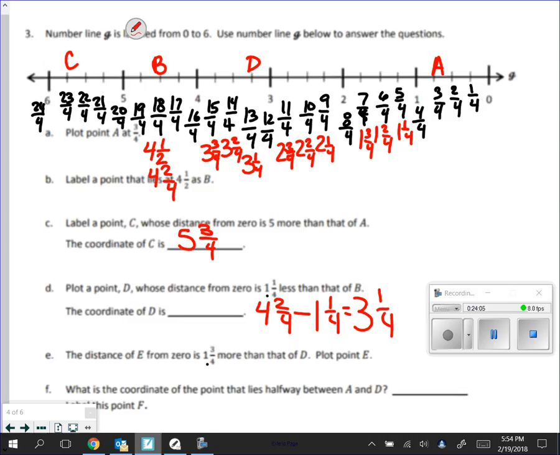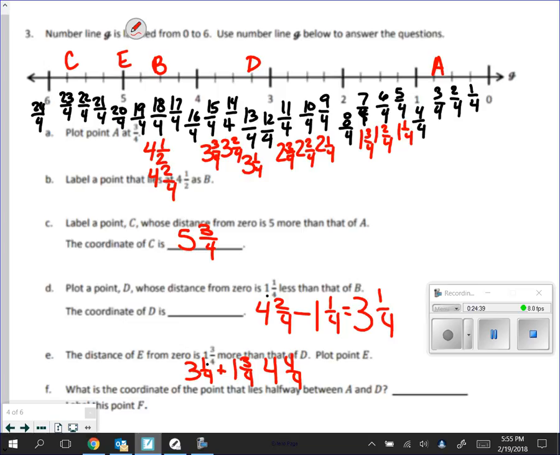The distance of E from 0 is 1 3/4 more than that of D. So D was 3 1/4, and E is 1 3/4 more. So that would be 4 4/4, which would be 5. So that should be E at 5.